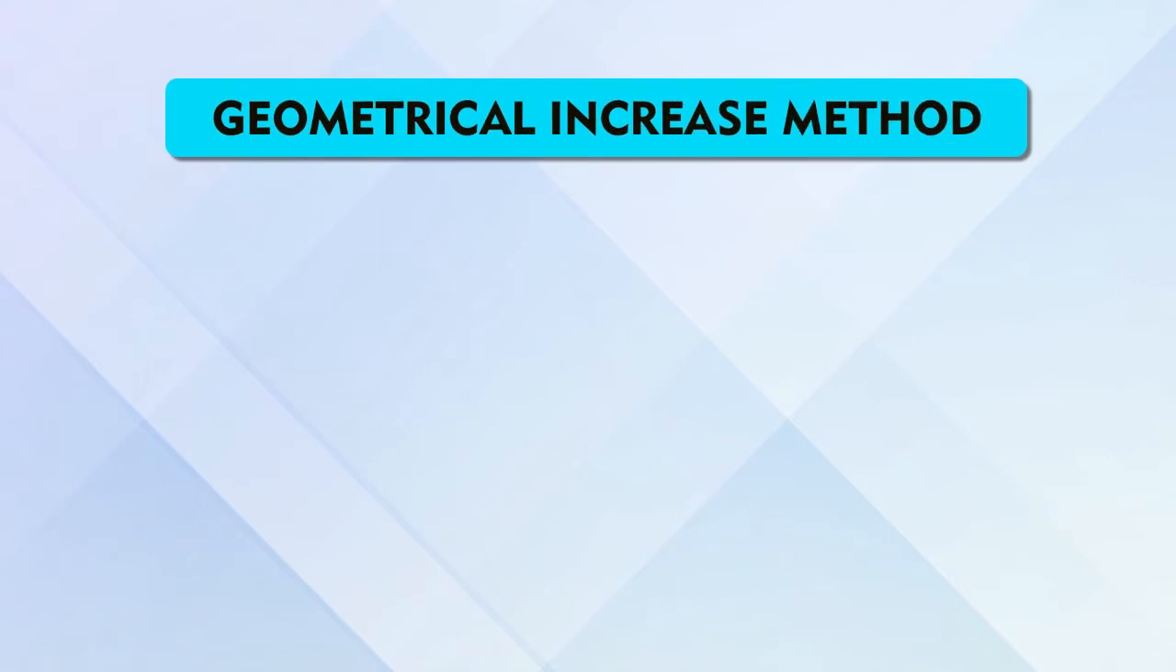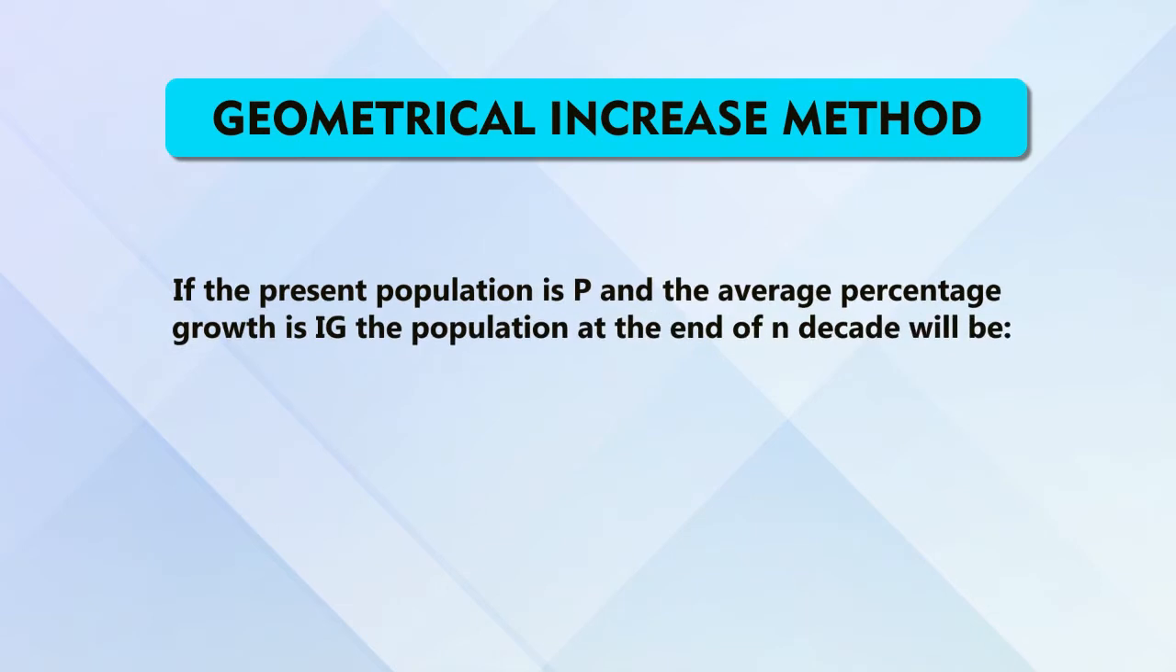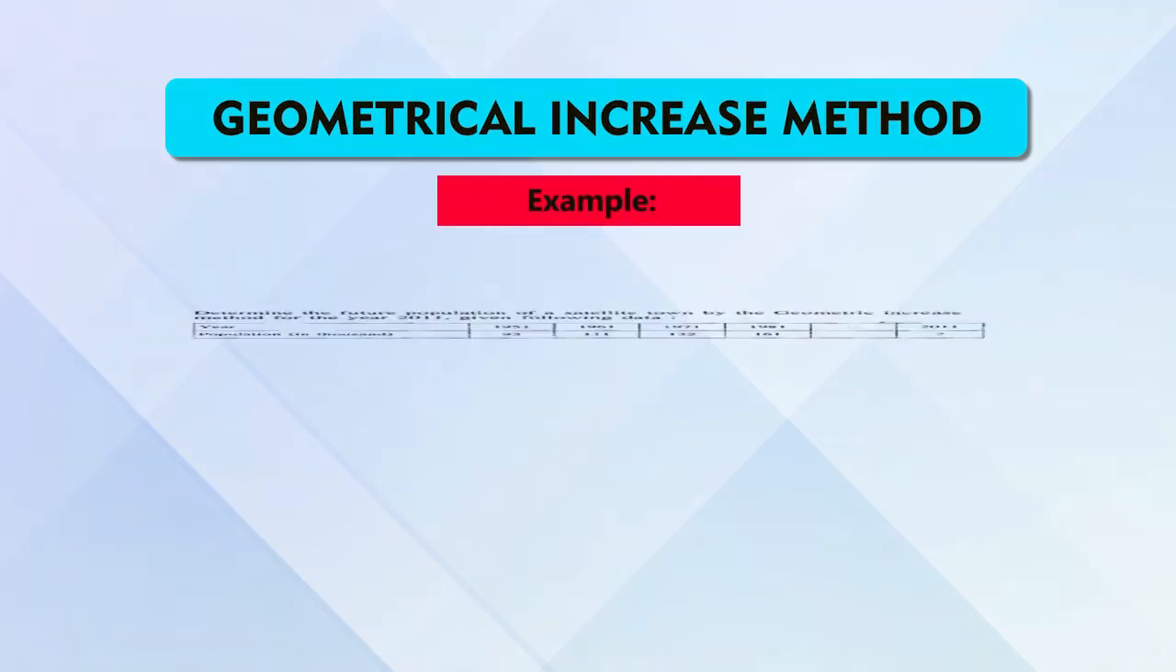Geometrical increase method. This method is based on the assumption that the percentage increase in population from decade to decade remains constant. If the present population is P and the average percentage growth is Ig, the population at the end of n decades will be Pn is equal to P into (1 plus Ig upon 100) to the power n. So here again is an example.